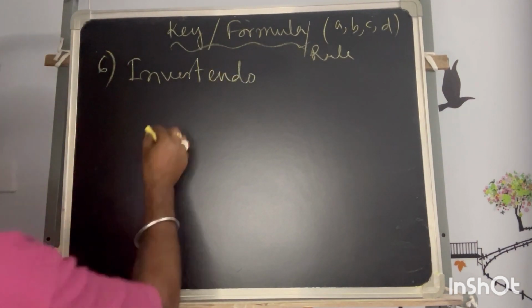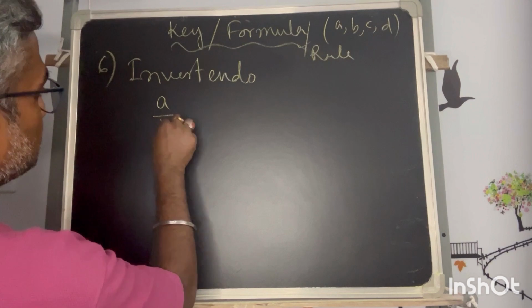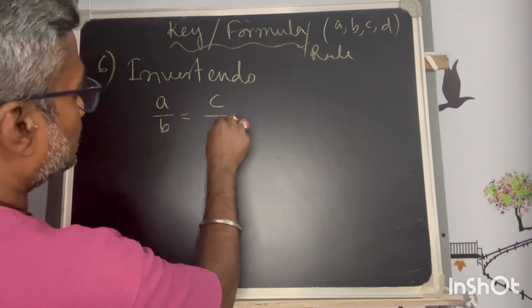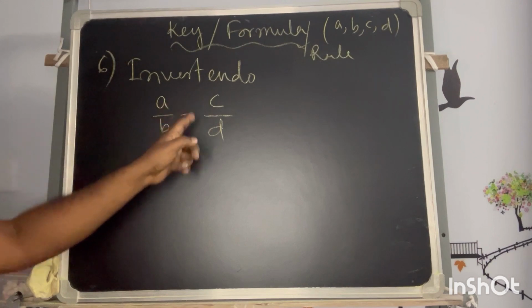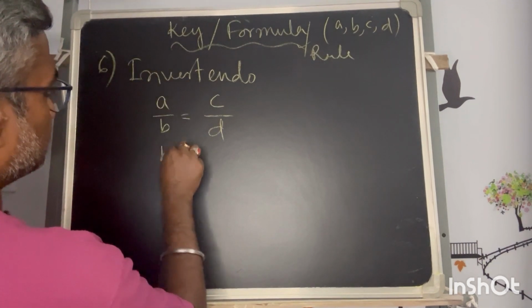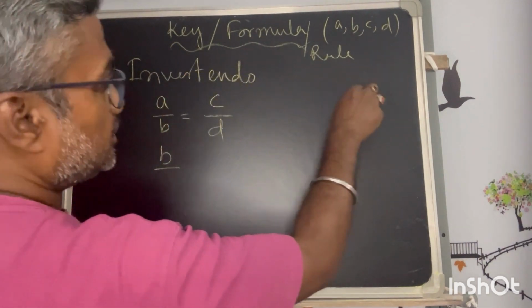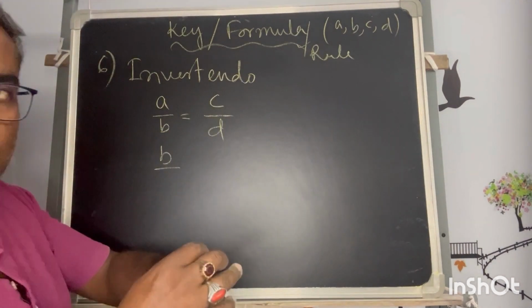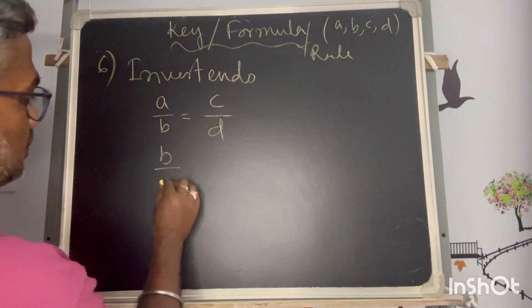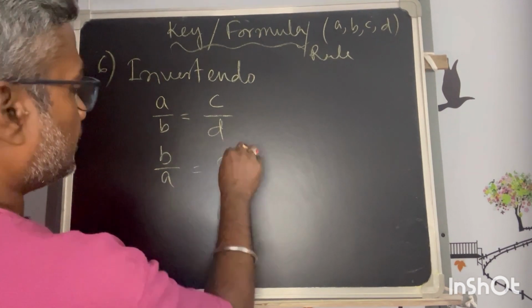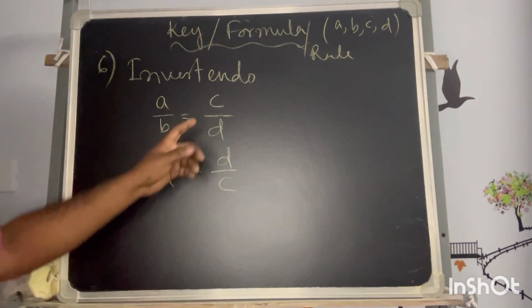Invertendo. This one is very easy to remember. If a by b is equal to c by d, then if we invert it, meaning topple it or make it upside down, b will go up and a will come down, so definitely the other ratio will also be inverted.